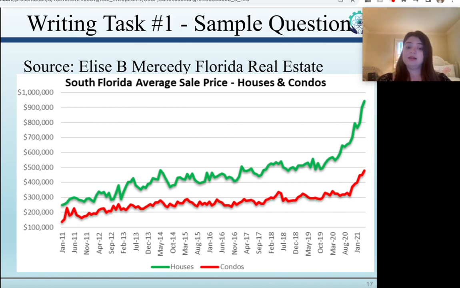Another thing we see is that house prices are always greater than condo prices, right? The green line is always above the red line. And so it seems like there has never been a time in this 10-year period where the price of the average house in Southern Florida has cost less money than the average condo in Florida, right? Which makes sense. We know that generally condos go for less than houses, and especially if we're comparing in the same area, this is going to happen, right?